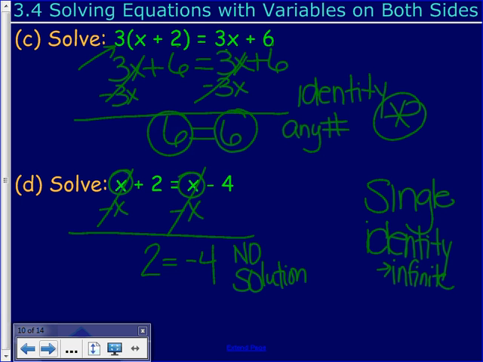So that is our third type. You can have a single solution, you can have identity, which gives us an infinite number of solutions, or you could have a no solution. Go ahead and pause the video and do E and F, and let's see what you come up with.